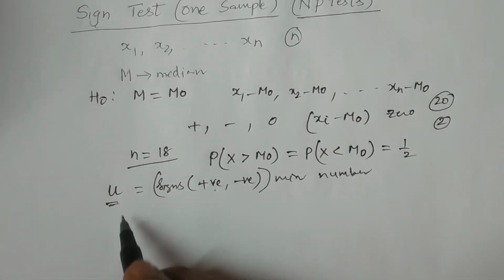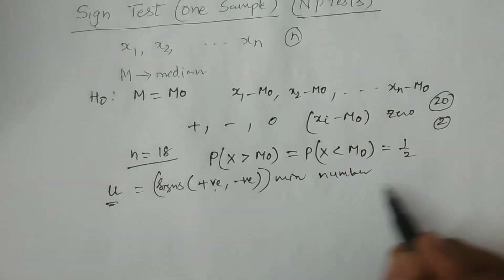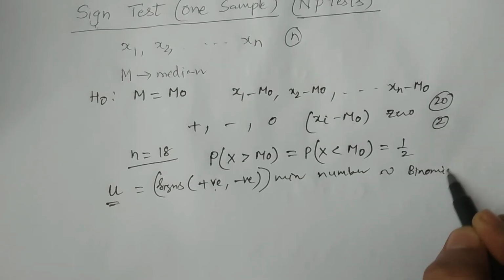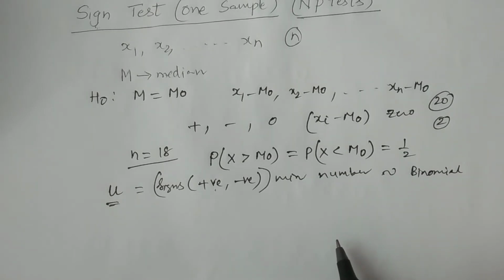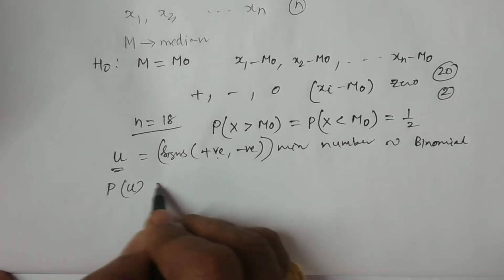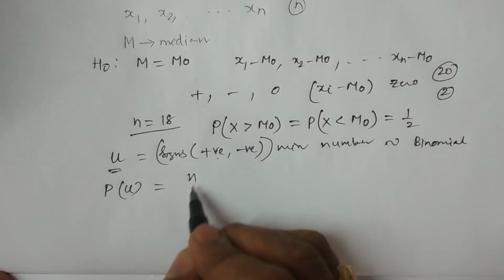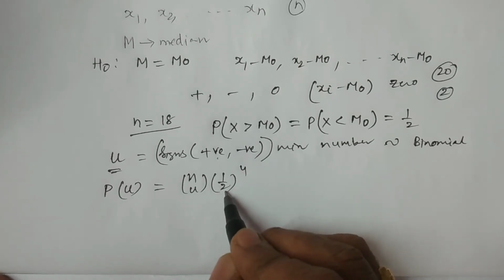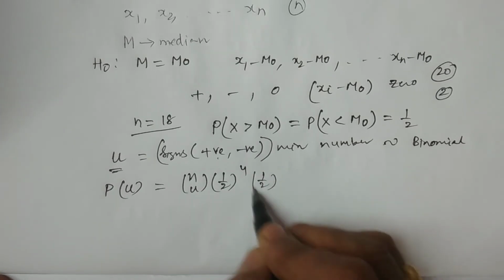Then obviously U follows a binomial distribution, because there are only two kinds of cases, positive and negative signs. The zeros we have omitted already, and therefore the probability of getting a success and failure, so the binomial distribution is suitable. Therefore the probability of U is going to be considered as nCu, half power u. Why? Because the probability of getting a positive sign is half, negative sign is also half, power n minus u.